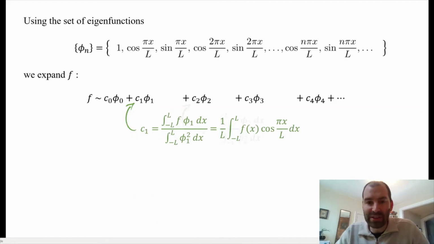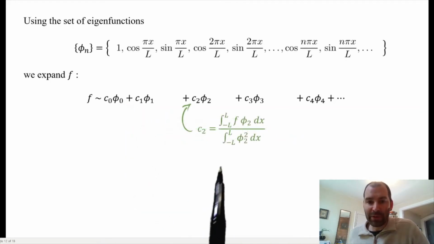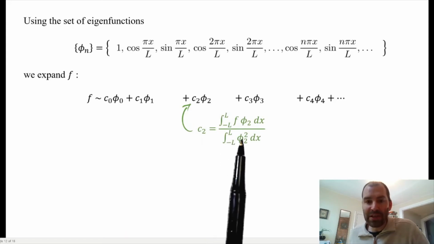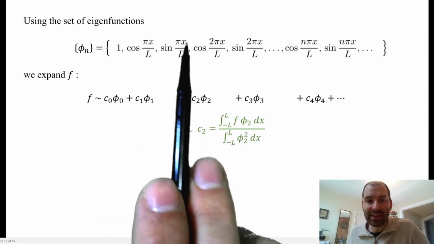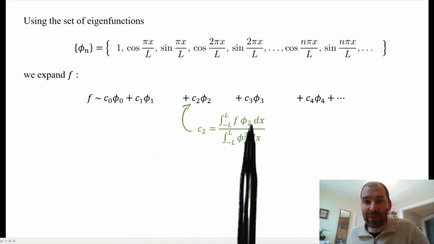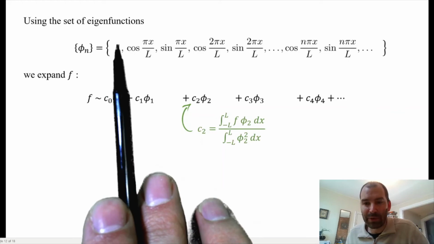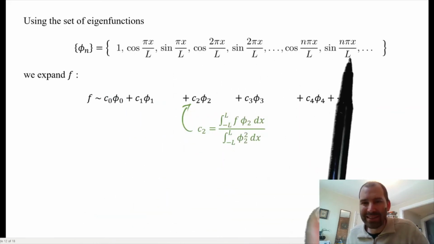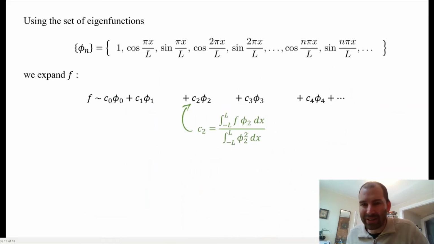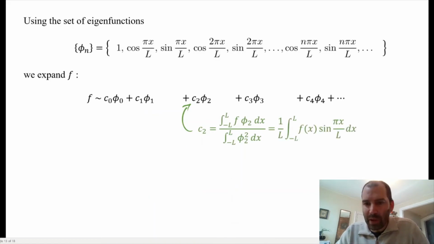And then what about C2? Well, integrating from minus L to L of phi 2 squared, that's sine squared, that's also L. In fact, all of these are going to integrate to L, except for the 0th one. But all of these are going to integrate to L, right? So you can just simplify these coefficients in a very nice way here.